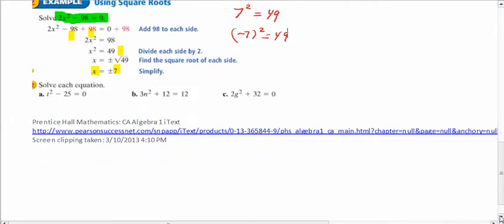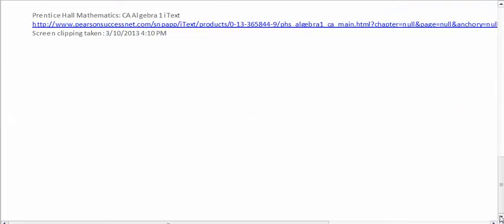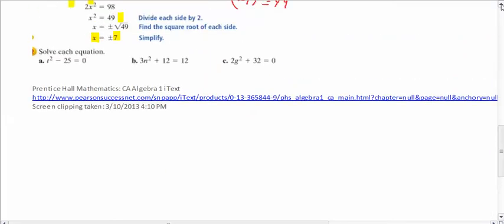So first thing we've got our T, and I am going to do the A down here. So we've got t squared minus 25. The first thing we're going to do is we're going to get t squared by itself. So we're going to add 25 to both sides. So now I have t squared is equal to 25.